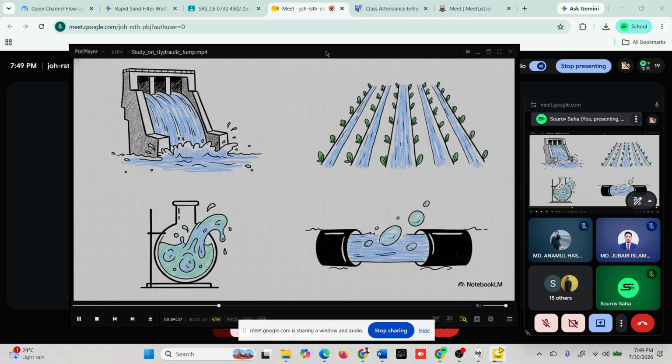But it doesn't stop there. This phenomenon is used to maintain high water levels for irrigation. Plus, that intense turbulence, it's perfect for rapidly mixing chemicals in water purification plants. And it massively increases aeration in wastewater treatment. It's essentially nature's very own heavy-duty mixer and shock absorber.